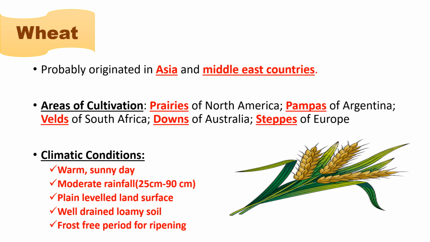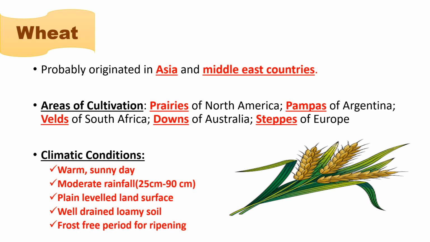When we talk about the areas of wheat cultivation, wheat is cultivated in prairies of North America, pampas of Argentina, velds of South Africa, downs of Australia, and steppes of Europe. So these are the particular areas of wheat cultivation.